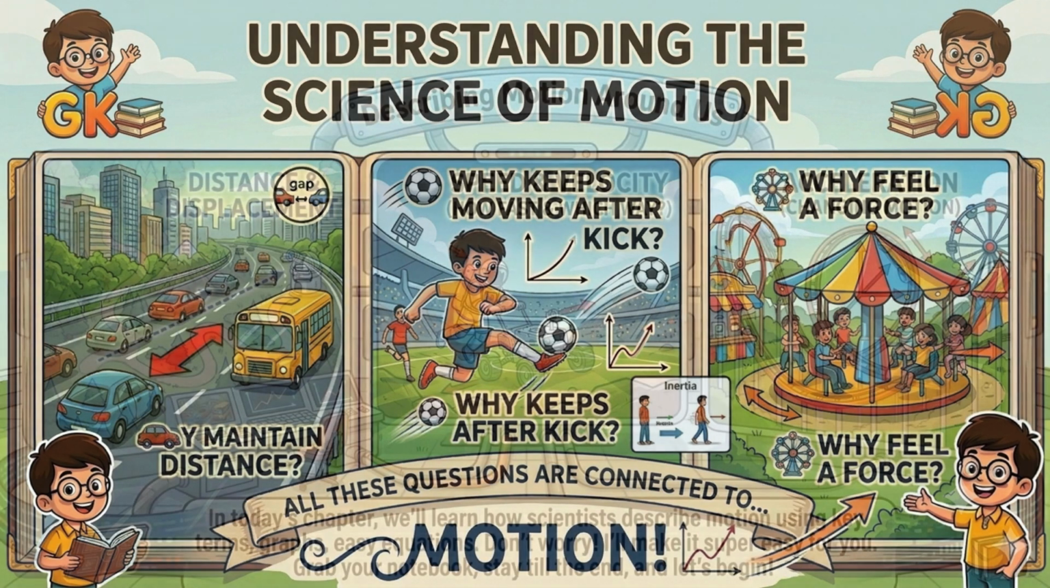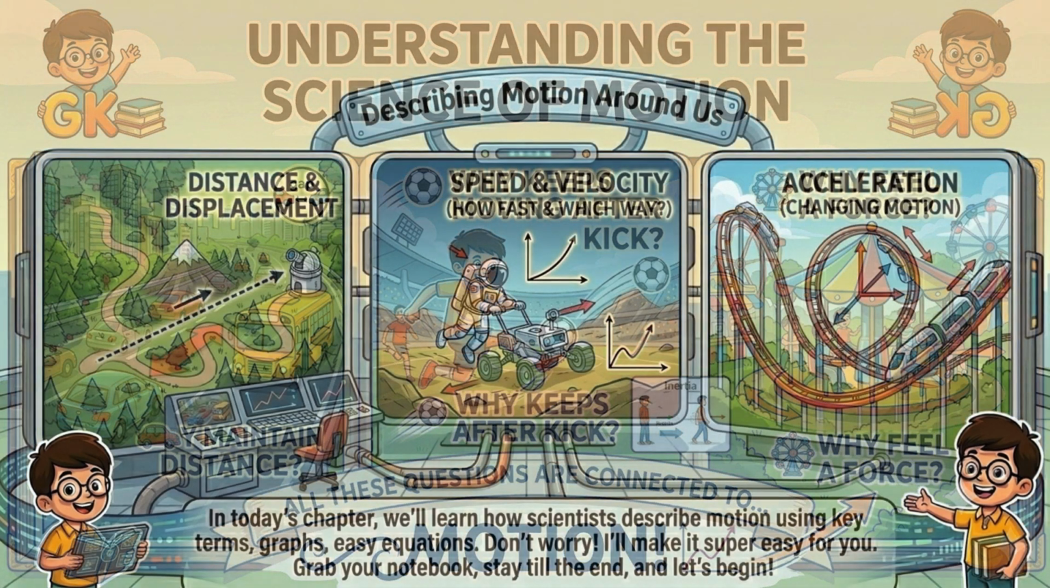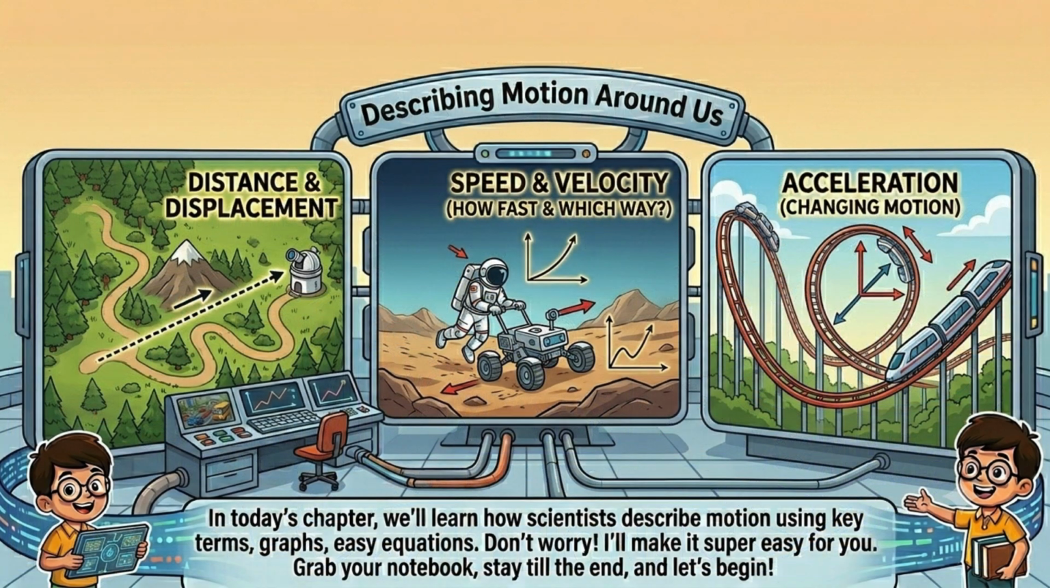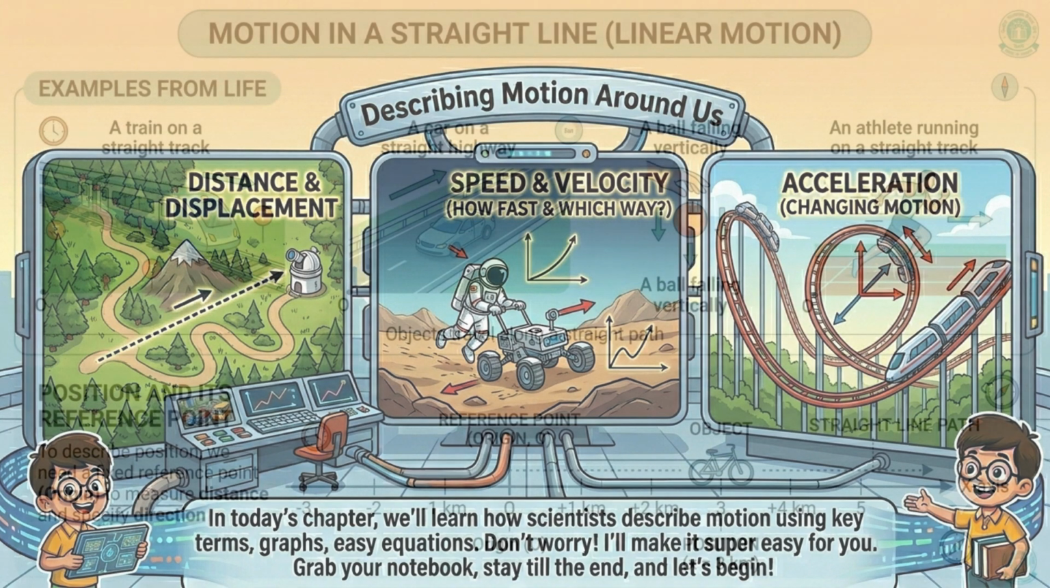In today's chapter, describing motion around us, we will learn how scientists describe motion using distance, displacement, speed, velocity, acceleration, graphs and equations. Don't worry if these terms sound difficult right now. By the end of this video, you'll understand every concept in the easiest possible language. So grab your notebook, stay till the end, and let's begin our journey into the amazing world of motion.